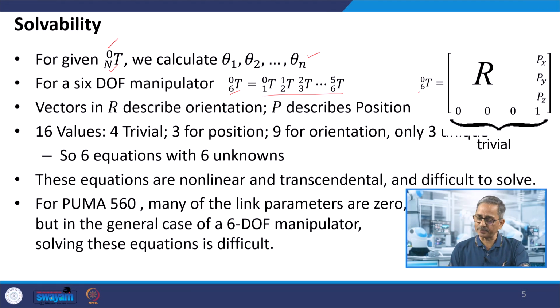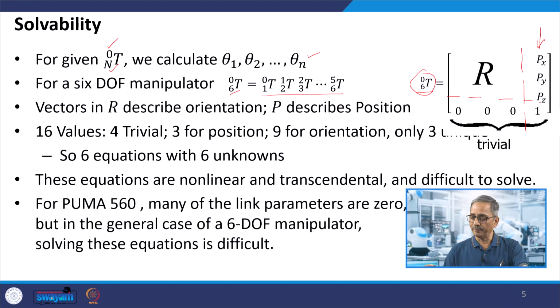Now, this expression looks like this. It is a 4 by 4 matrix, which has 16 values. The R you see here is the 3 by 3 orientation matrix, which we also call the rotation matrix. In this transformation matrix, the last column describes the position of frame 6 with respect to the 0th frame, and R describes the orientation.